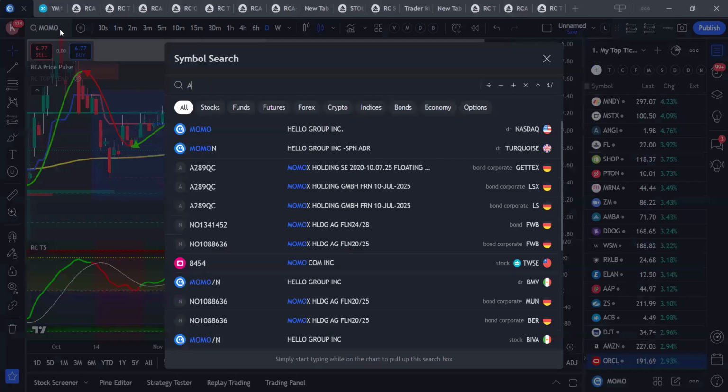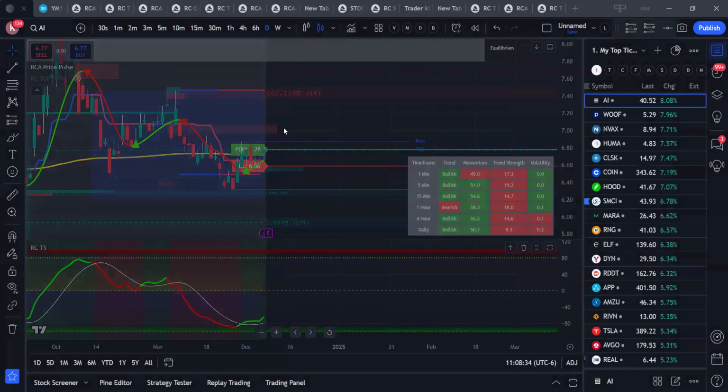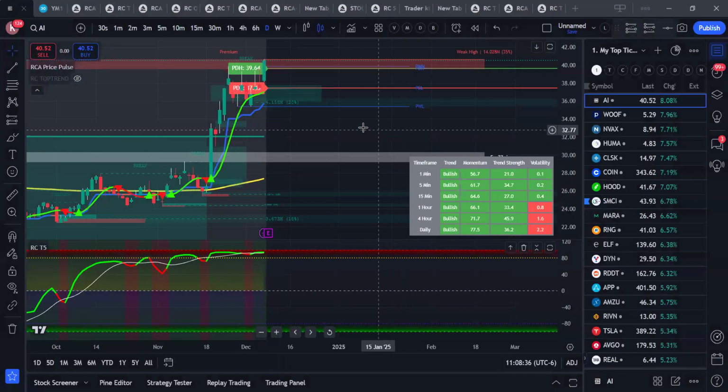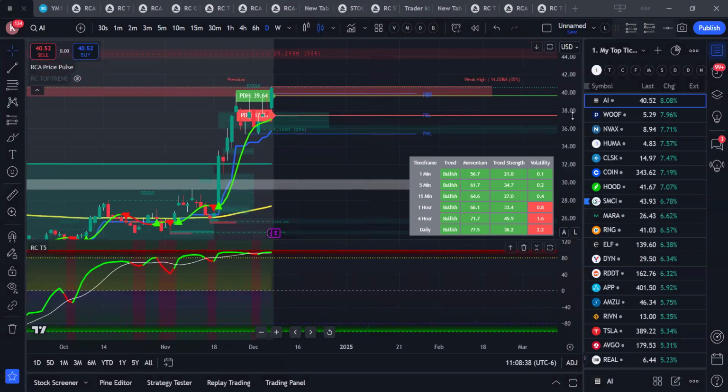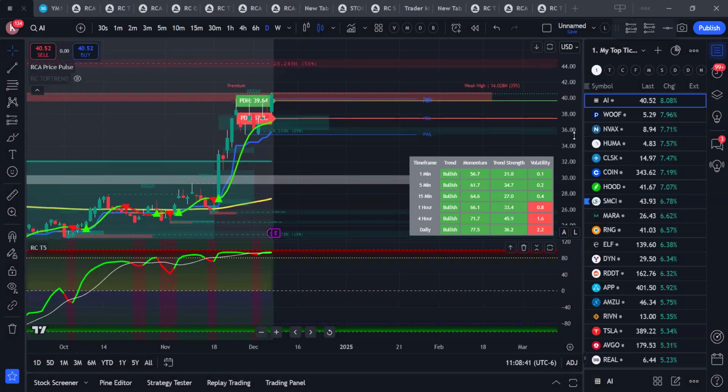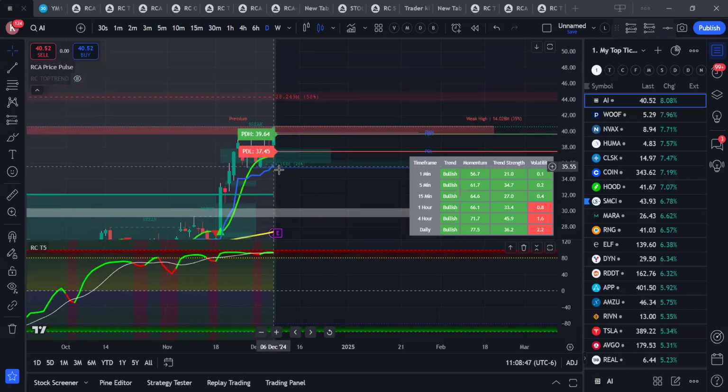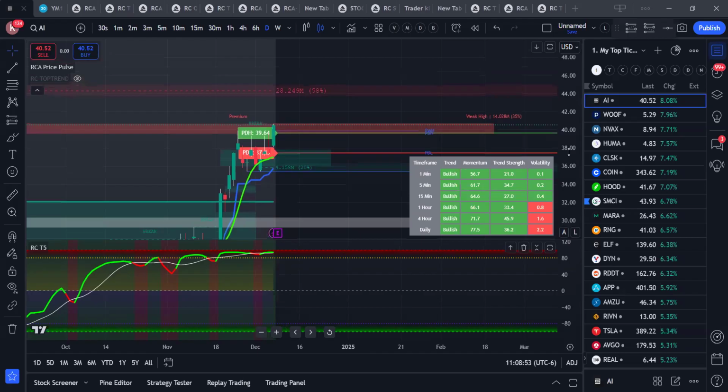So AI. What do you think can happen to AI here? Right? It is overbought. There is a 4 million buy order here, 28 million sell order here. So post earnings, what can happen? It may go all the way to 44, and then we may see a drop.